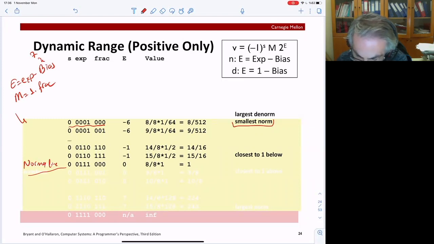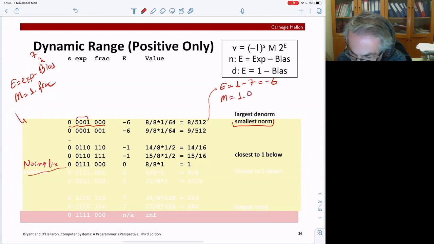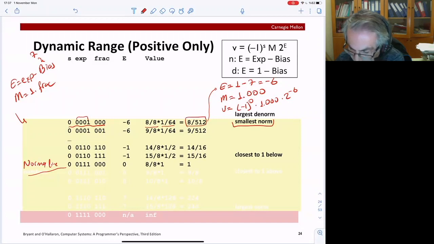In this case, what's the value of E? E is exponent, 1, minus bias 7, so that's minus 6. The value of M is 1 dot frac, which is 0, 0, 0. And the value is essentially minus 1 to the power 0, that's the sign bit, times 1 dot 0, 0, 0 times 2 to the power minus 6. And this is essentially 1.0 times this, and that's what we have, 7 over 512.